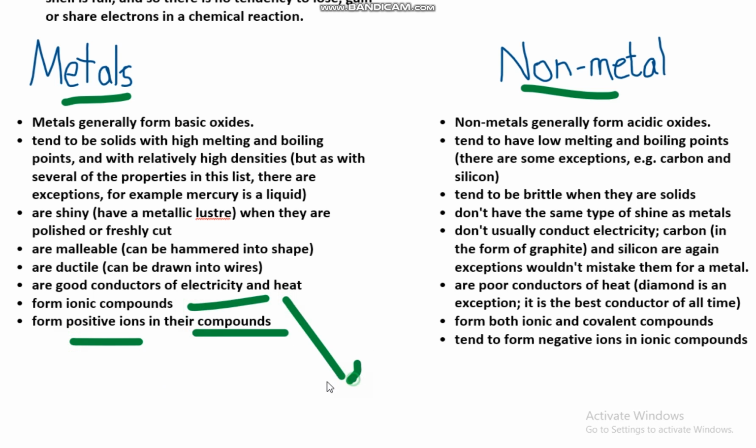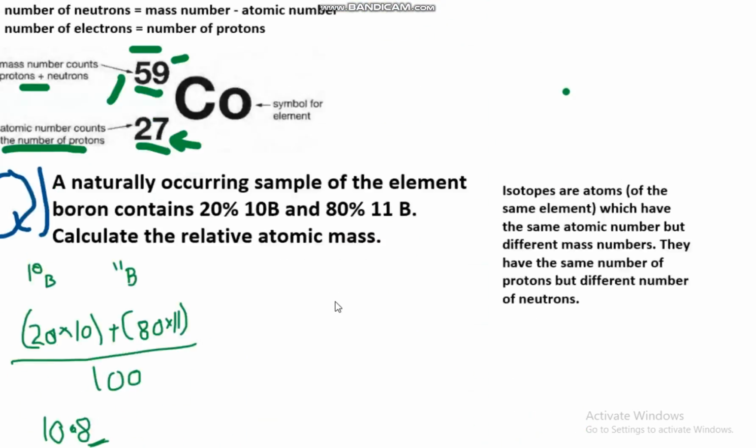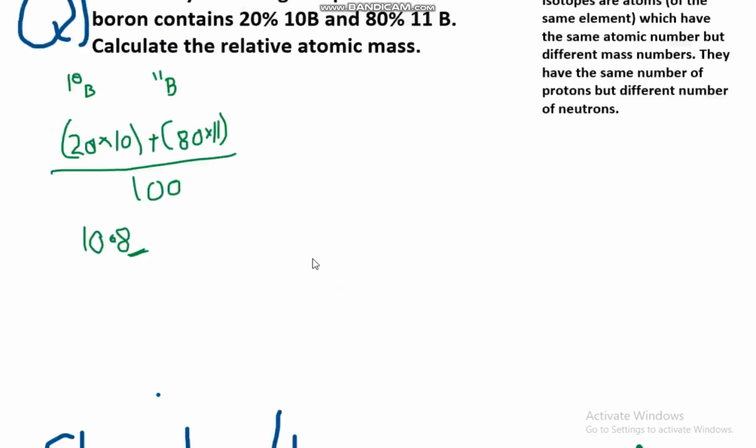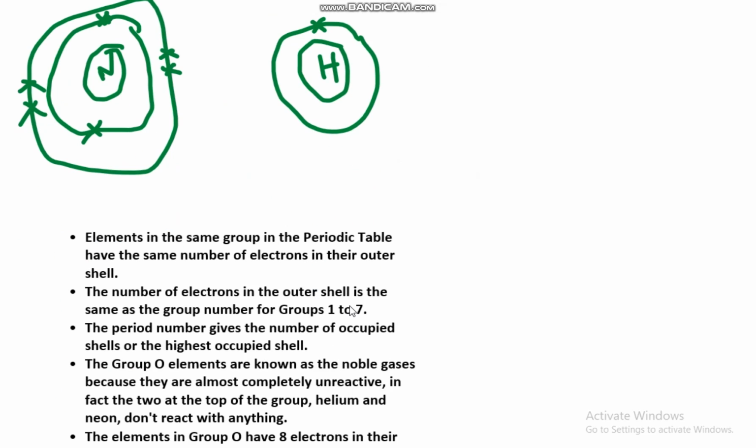Ionic compounds are in the next video. And non-metals form both ionic and covalent compounds, and they tend to form negative ions in ionic compounds. So this video was all about elements and atoms and the periodic table, and metals and non-metals.